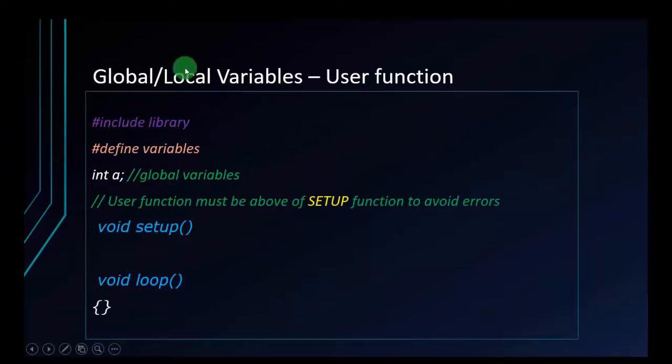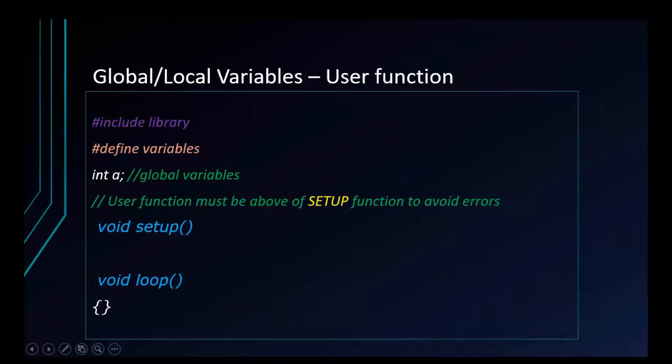This is how we organize global variables, local variables, and user functions. So, in the head of the text editor, we often include some libraries, and then we also define some variables below that. And next are global variables. You can define global variables here to use in all of your program. And next is user function, but you need to put your user function above the setup function to avoid errors. Okay, pay attention to that.